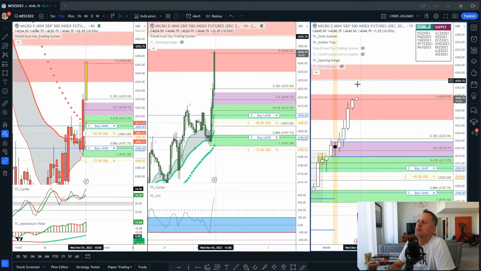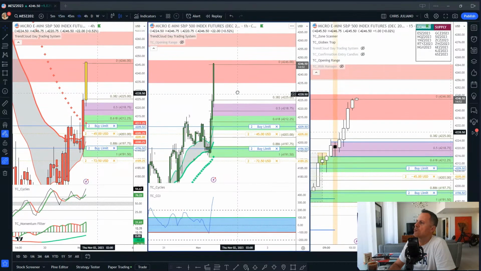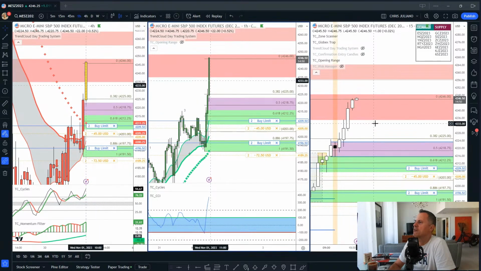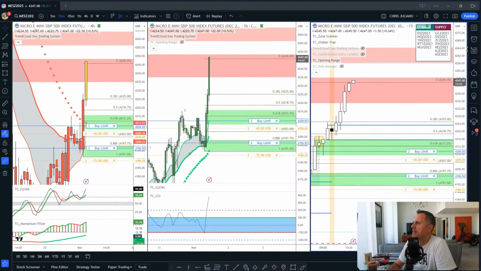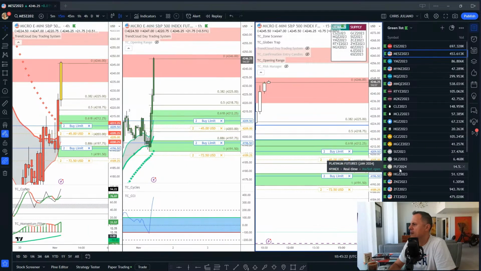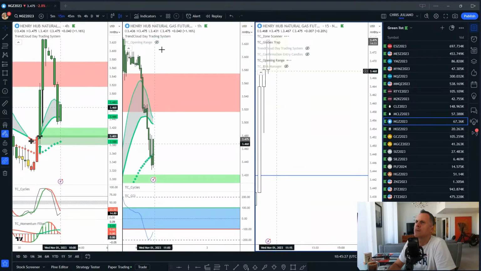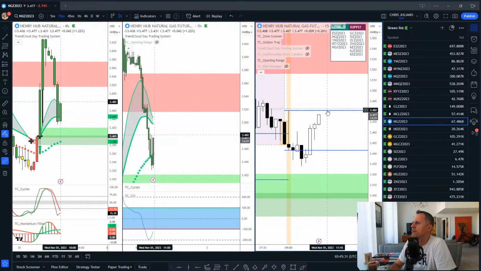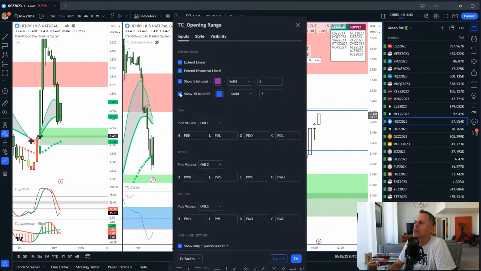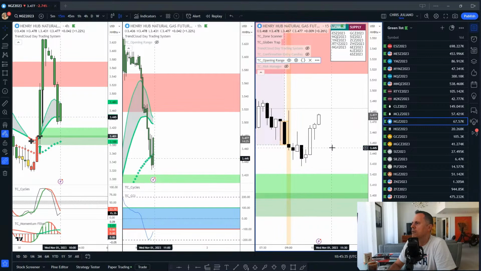Yeah, we are just ripping to the upside, man. This thing just took off to the upside and never came back. Natural gas. Let's go over to natural gas here. Get over to the 5-minute opening range. Let's take a look.